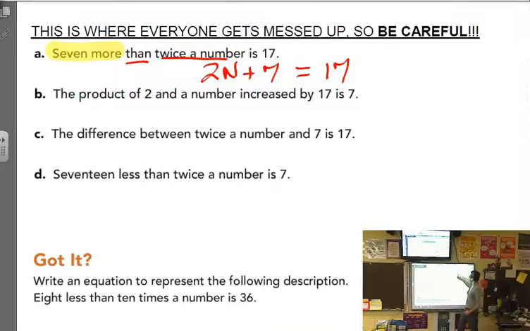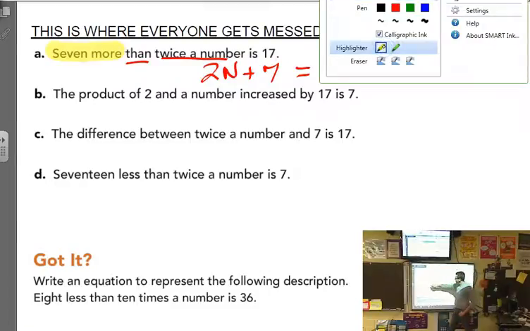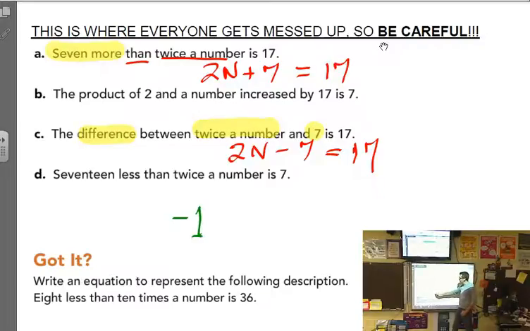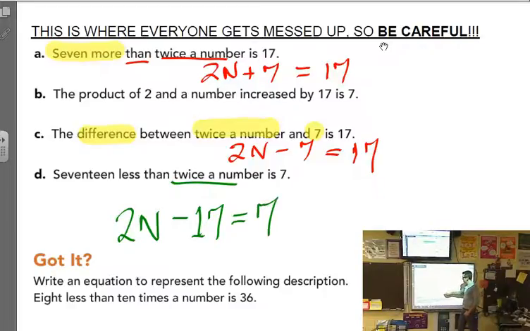C, the difference. Think about what is a difference problem. That's subtraction. So between twice a number and 7, so we start with twice a number, and 7 is the difference, is 17. And our last one here, 17 less than. So the less than comes after something. So that's 17 taken away from. Well, taken away from what? Again, our twice a number. And that is 7.